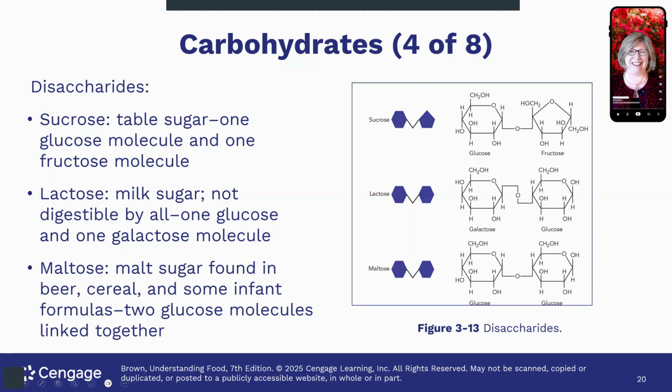And if you notice, galactose has lactose in the name. And then maltose has another glucose for a plus 1. So that's 2 glucose units. And that is found in beer. Think about malt liquor, cereal, and some infant formulas where you have 2 glucose molecules linked together.